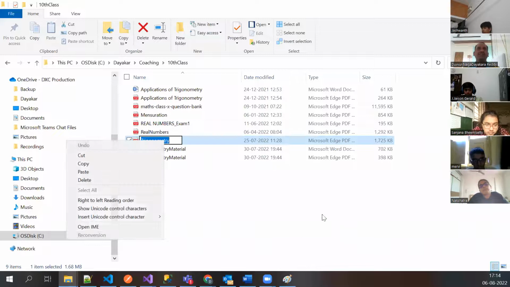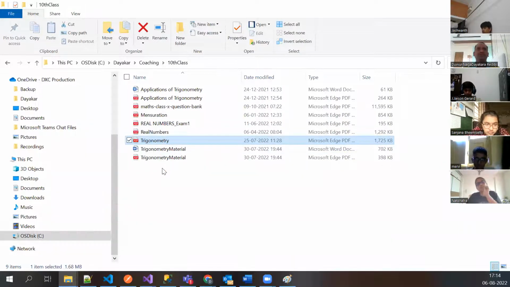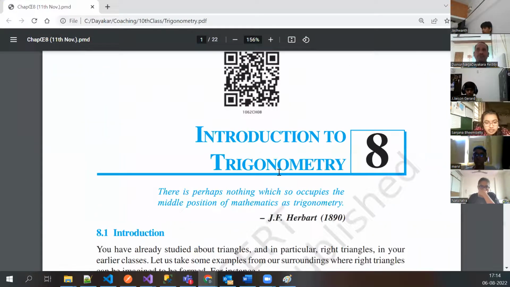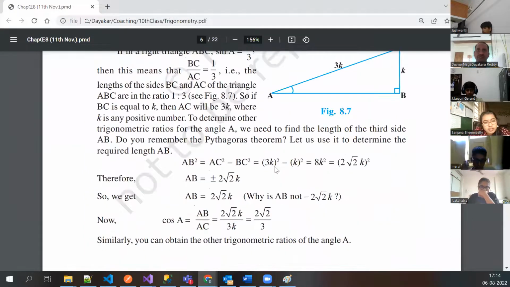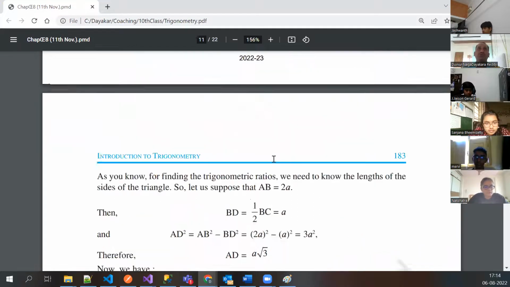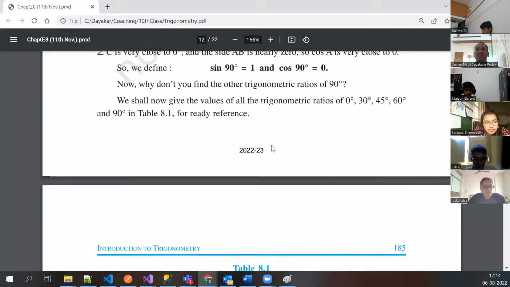Did I send the trigonometry material? No, sir. Okay. So I guess I sent you the material, but not the textbook. I'll send the textbook also, or you can download it. Search for NCERT 10th class trigonometry PDF and you will get it.